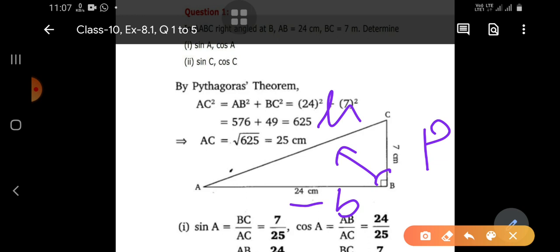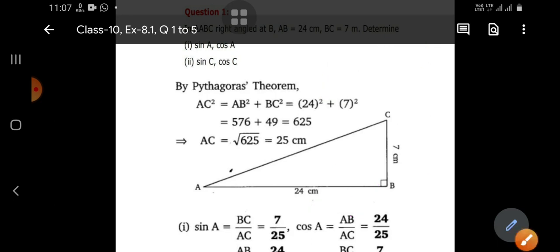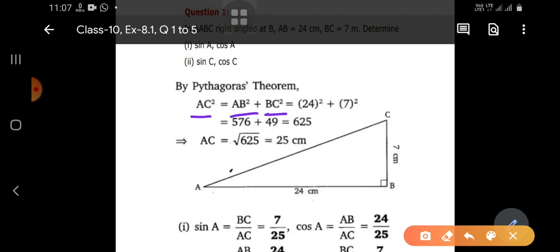By the Pythagoras theorem, we know that h square is equal to p square plus b square. That means hypotenuse square is equal to perpendicular square plus base square. With the help of this, we will find the hypotenuse. So the formula is AC square is equal to AB square plus BC square. AB square is 24 square and BC square is 7 square. After squaring you get 576, and 7 square is 49. After addition it is 625.